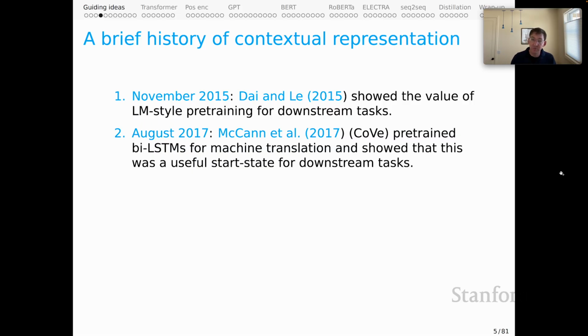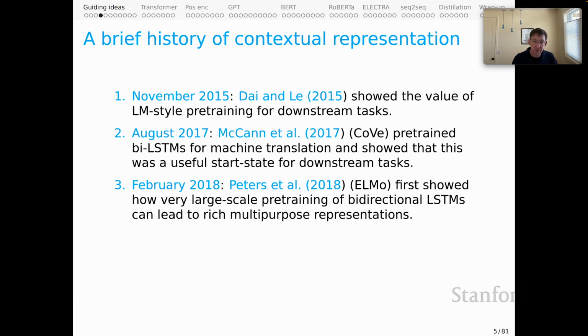This is the CoVe paper, and what they showed is that pre-trained bidirectional LSTMs for machine translation could offer us sequence representations that were a useful starting point for many other downstream tasks outside of MT. And that kind of begins this move toward pre-training for contextual representations. It really takes off with ELMo in February 2018.